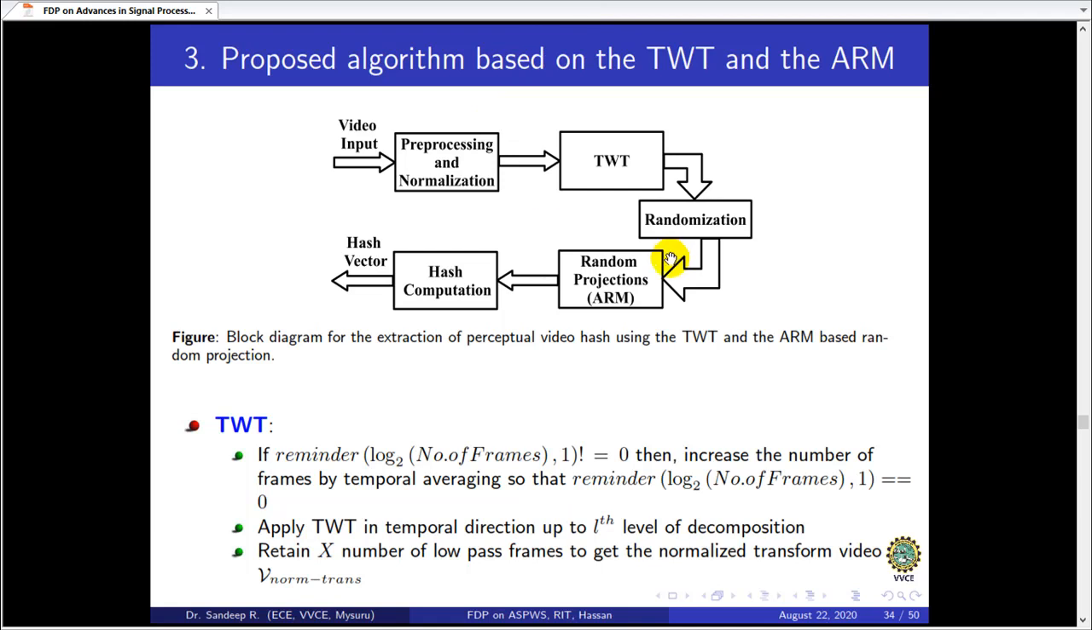So in this temporal wavelet transform, we are checking whether the number of frames is equal to a power of 2 or not. If it is not equal to a power of 2, then we append frames and then we apply the temporal wavelet transform. Here we apply the temporal wavelet transform up to L levels of decomposition, and retain only the X number of low pass frames to get the normalized transform video.